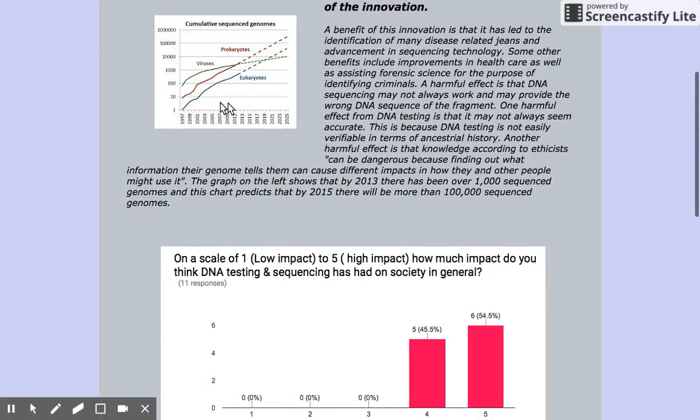Here is a chart that I posted, and this predicts the amount of genomes that will be sequenced by 2025, and as you can see, this number just keeps getting higher, which makes perfect sense because as time progresses, new technology comes out, making technology cheaper, more affordable, and quicker for genomes to be sequenced.